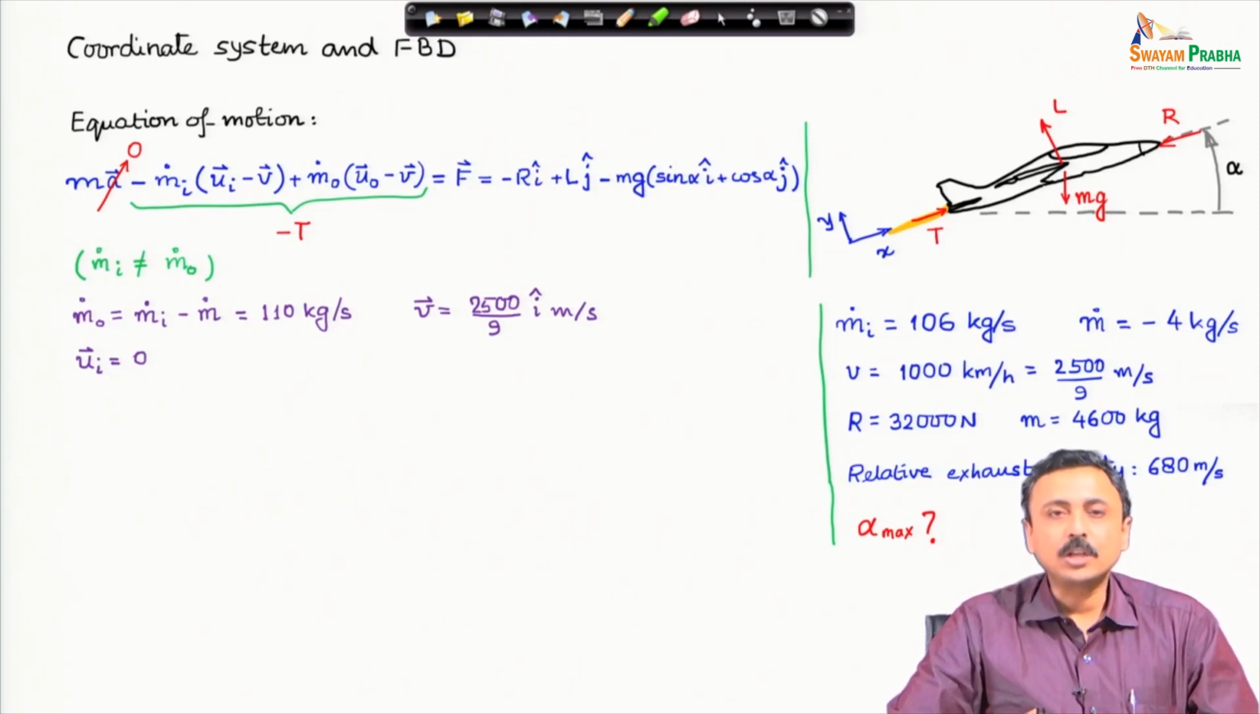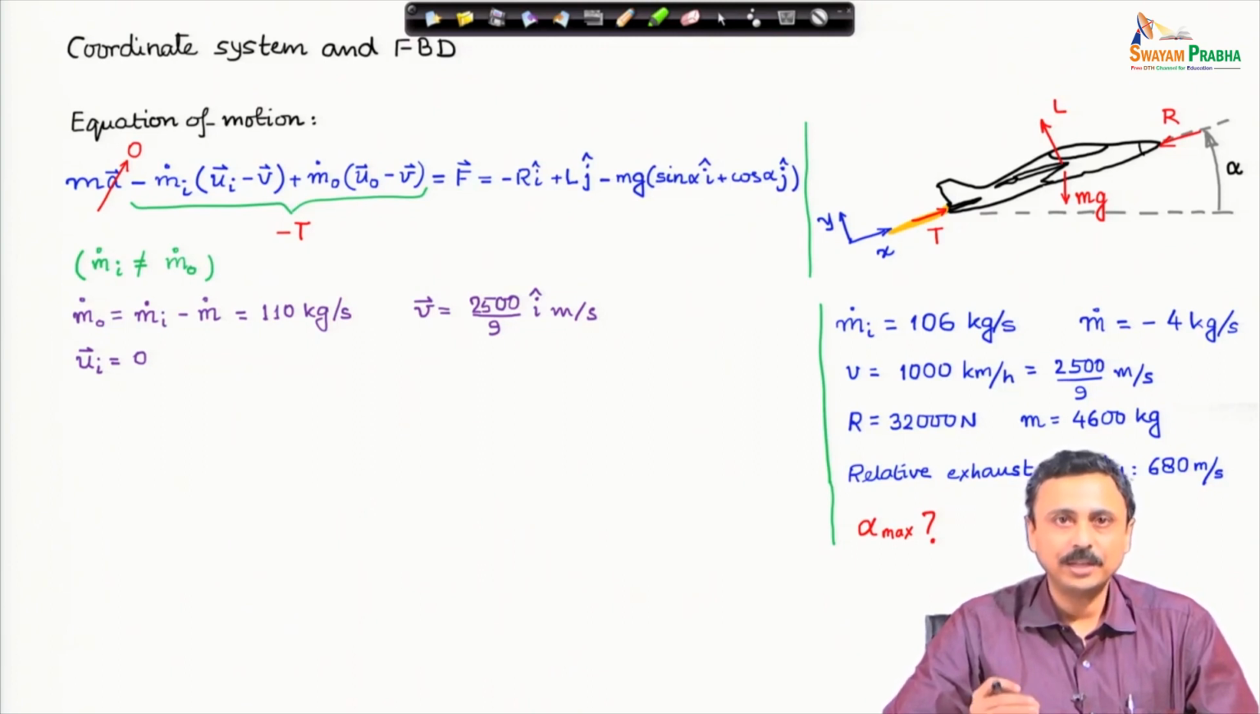Now, the absolute velocity of the air which is going into the system is 0, because air was stationary when it is taken into the aircraft system. So, absolute velocity of that air is 0.